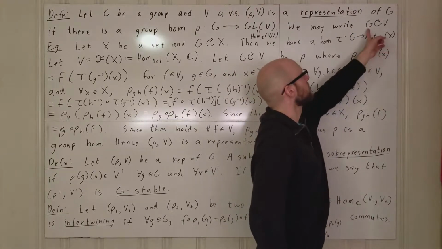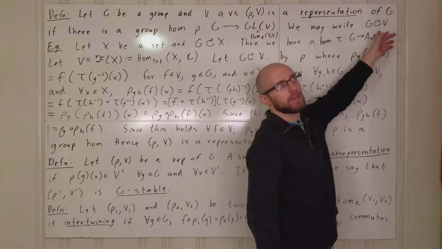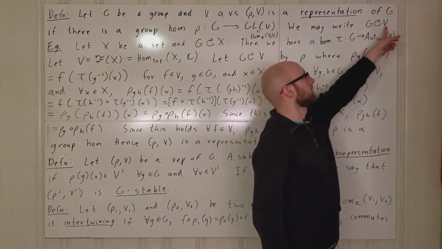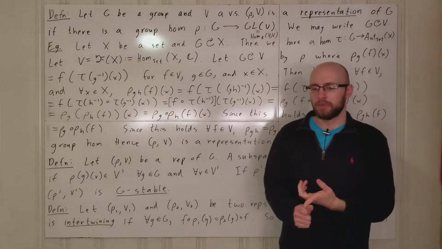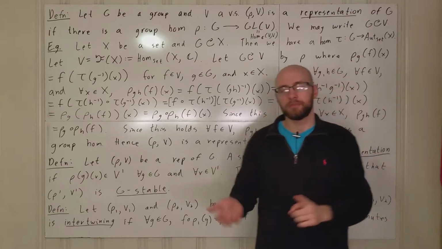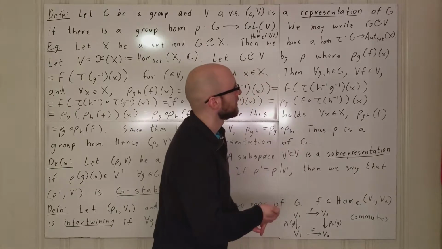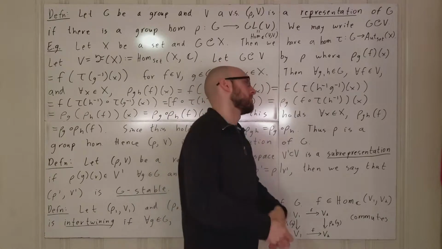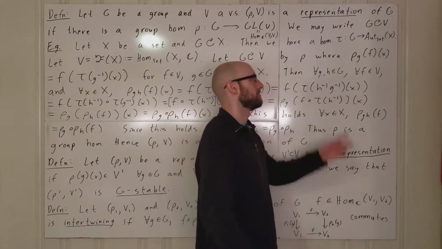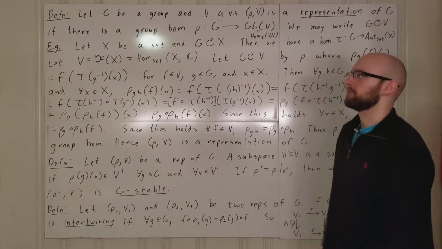The other thing is that you can tell if this is a representation or a group action based on what the second thing is. If the second thing is a vector space, it's a representation. If it's a set, it's a group action. If you have a group acting on a vector space, then I'm going to go ahead and not use this notation because that will get really confusing. But anyway, so that's what a representation is.